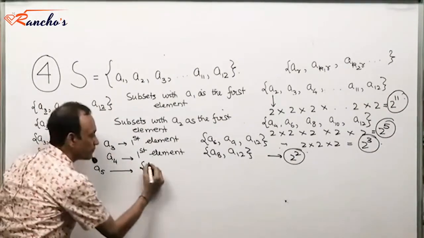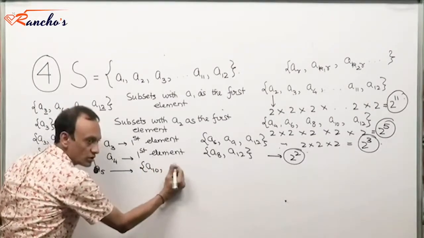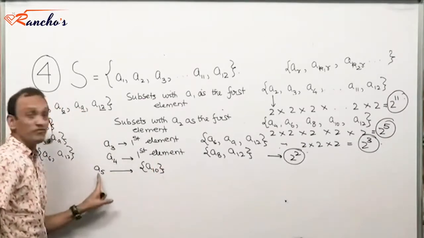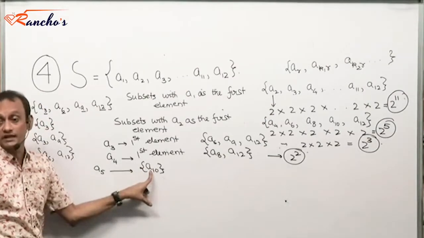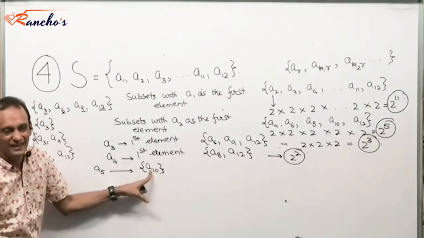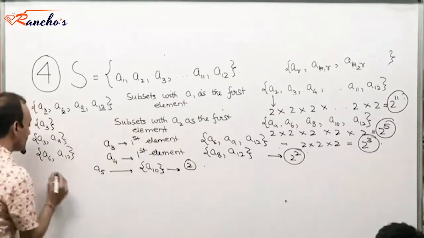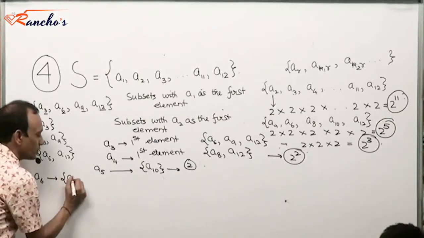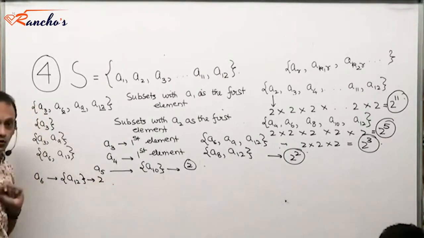Then the rest could be, well, A10 and that's all. That means with A5 as the first element, what could I do with this? Select or not select. So there are only two ways of dealing with A10. Right? Similarly, A6. The only possibility is A12. Two ways. Yes or no?